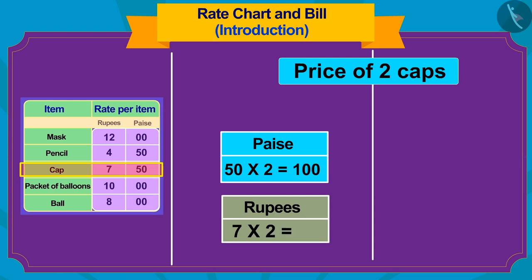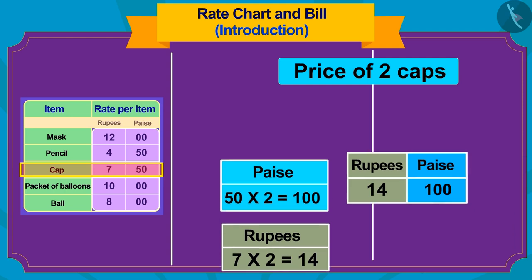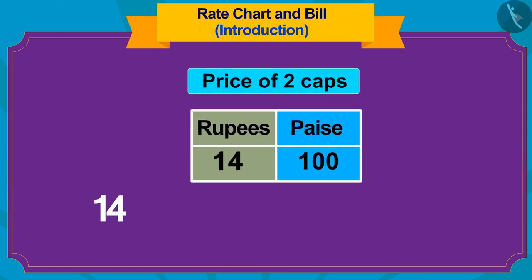That makes 14 rupees. But how many rupees is 100 paise? Absolutely right, 1 rupee. Now, if we add the numbers of rupees and paise, then the value of 2 caps would be 14 plus 1 or 15 rupees, 0 paise.